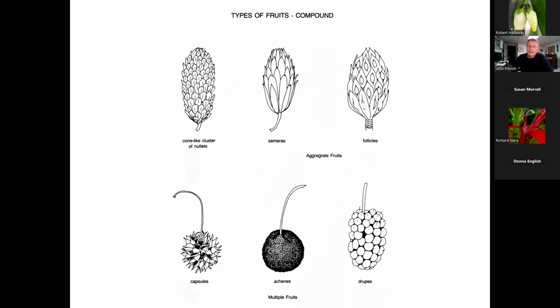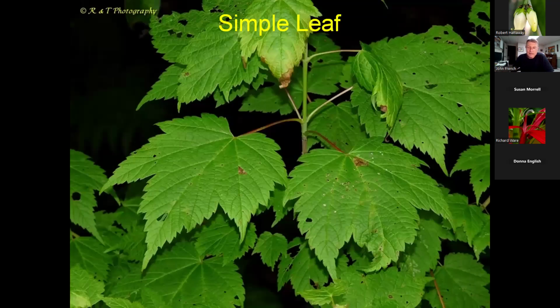Of course, that one on the bottom is a capsule. Everybody knows what that is. Yeah, that's a sweet gum, of course. And this one in the middle there, an achene, is a sycamore. And a drupe could be a raspberry or blackberry or any kind of fruit like that. Now, we've got real examples here to go by.